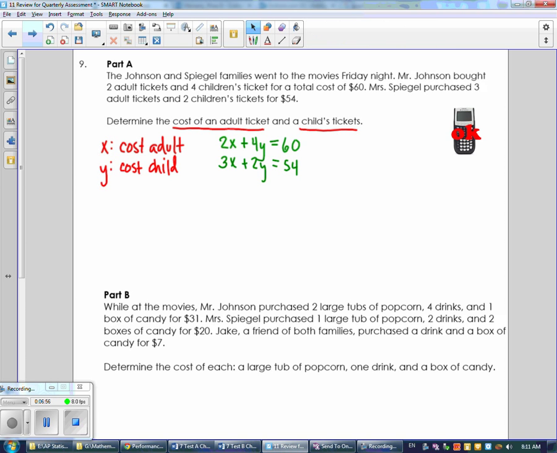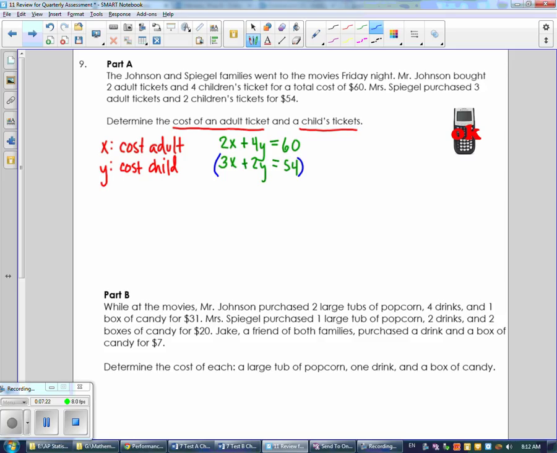And again, because both of my equations are in standard form, I'm going to look to see which variable is the easiest to eliminate. When I look at my x's, 2 and 3, both go into 6, but I would have to change both equations to make that happen. If I look at my y's, since 2 goes into 4, I can just adjust my second equation to make my y's cancel. And if I have a positive 4y, in order to cancel that, I need a negative 4y.